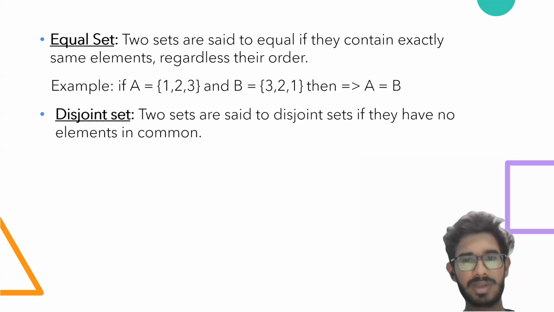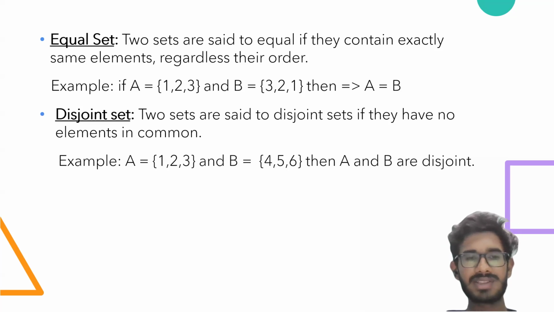Disjoint set. Two sets are said to be disjoint if they have no elements in common. For example, A equals 1, 2, 3, and B equals 4, 5, 6. Then A and B are disjoint because they do not have any common elements.